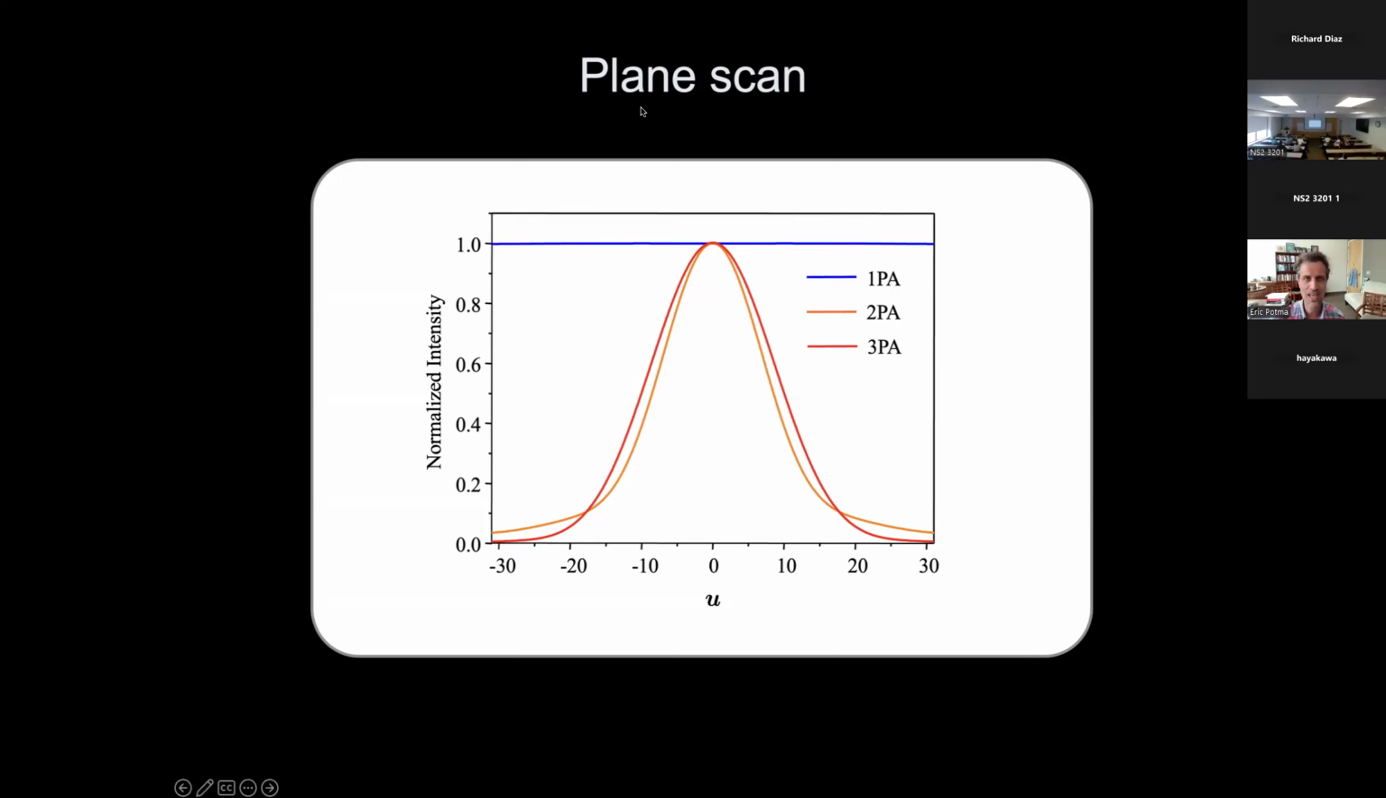So this plane scan example, very simple, highlights a very important characteristic, and that is this optical sectioning capability. The higher the nonlinearity, the better your sectioning capability. If you want to reduce out of focus light from the excitation side, the higher the nonlinearity, the better off you are.